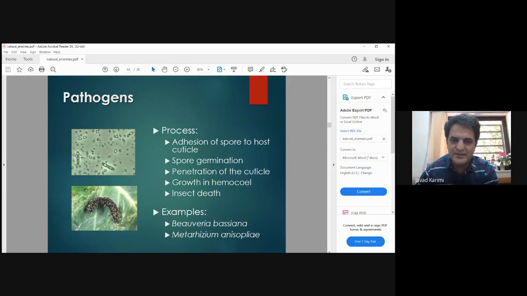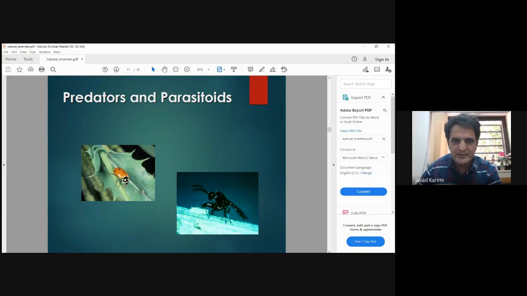Another example is Metarhizium and Isaria. This is another example. You can distinguish them by the color. The first one, the Beauveria, is white, and the second one, Metarhizium, is mostly green, which you can easily distinguish by the sign on the insect. This is a type of predator like a beetle.